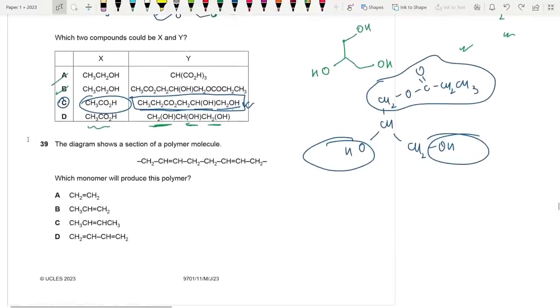Next. The diagram shows a section of a polymer molecule. What monomer will produce this? Okay, so let's just draw it as it is. The trick is to draw the double bond like this, then one H on top, one H like this. Oh, this is rather challenging because after forming the repeat units of the polymer, you're not supposed to have double bonds. But if you do have a double bond in between, that means your monomer had two double bonds.